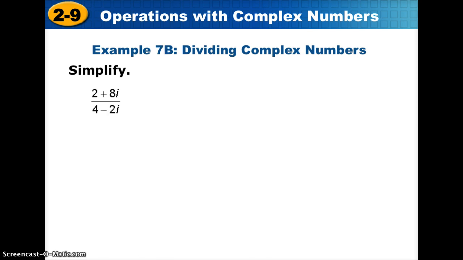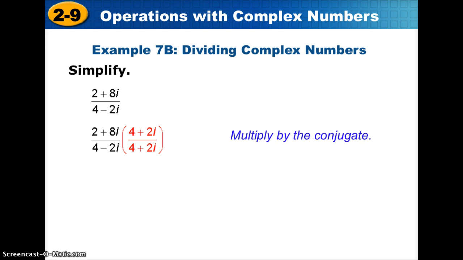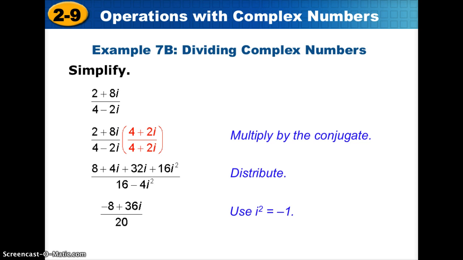Okay, we have another example. This time we have 4 minus 2i in the denominator, so we're going to multiply by, you guessed it, 4 plus 2i in the numerator and in the denominator. As we FOIL the numerator and FOIL the denominator, combine like terms, and substitute in -1 for i squared, we can come up with the simplest form of this fraction, of this new complex number.